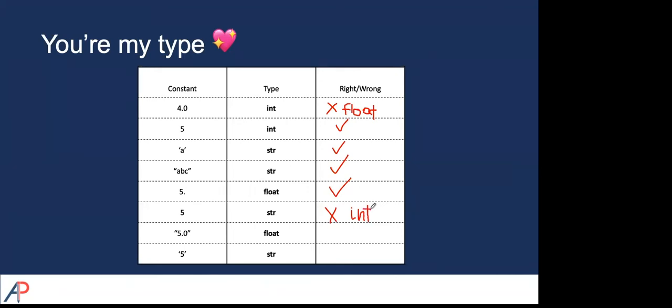Is it a float? Right, it's not a float. What should it be instead? STR. Once you have the quotation marks, even though 5.0 is a number, once it's surrounded by quotation marks, it's no longer going to be interpreted as a number. Rather, it's going to be interpreted as a string, as text. So this is bad. This should be STR.